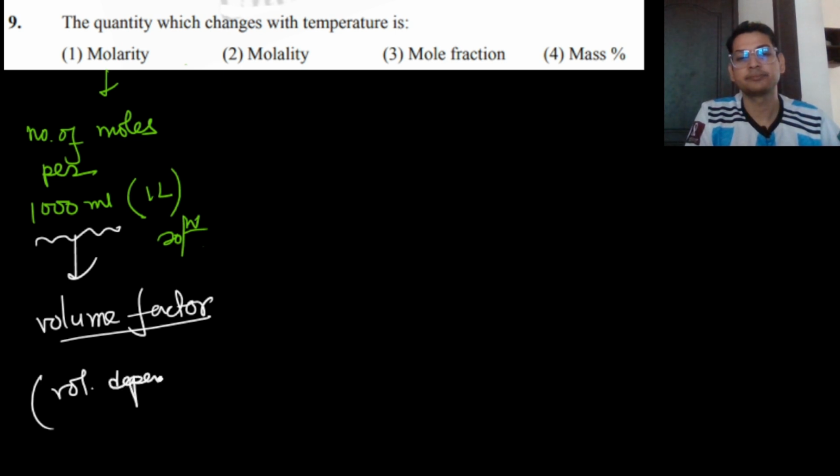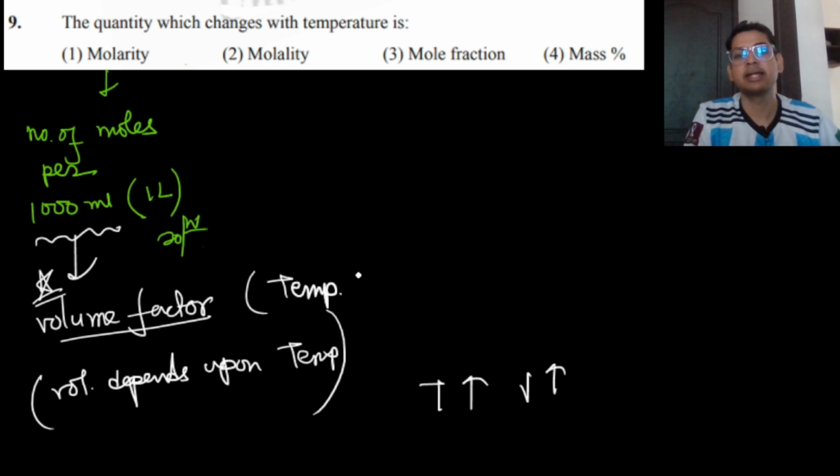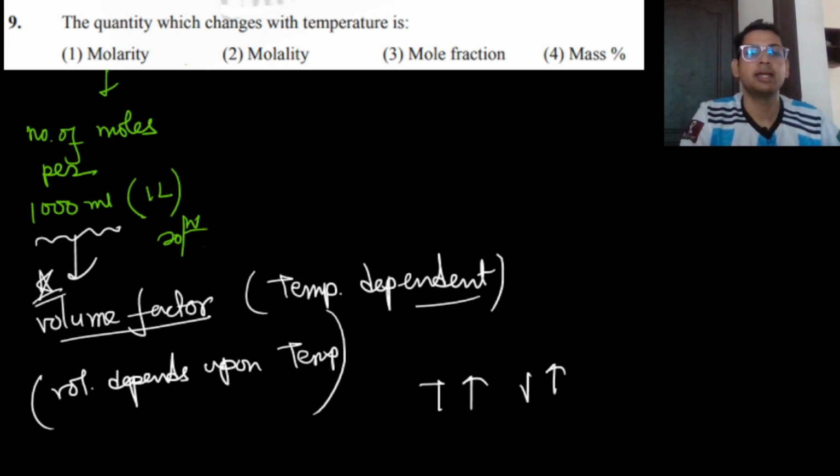Volume depends upon temperature. Sir, how does it depend? We know that when temperature increases, volume also increases. As the definition has a volume factor, it is temperature dependent. That changes with temperature. That will be my answer, but let's check the others also.